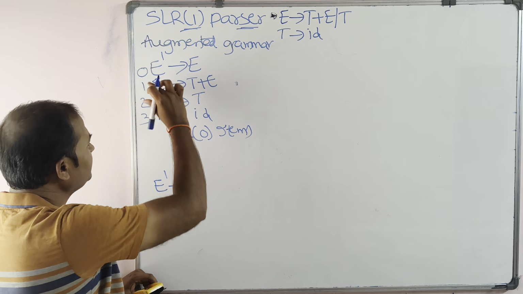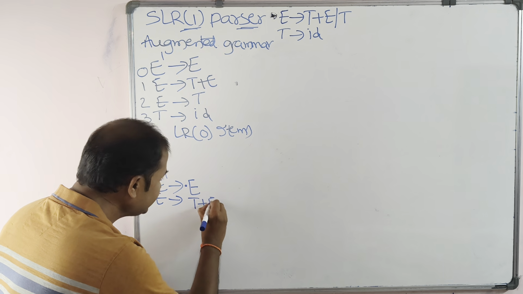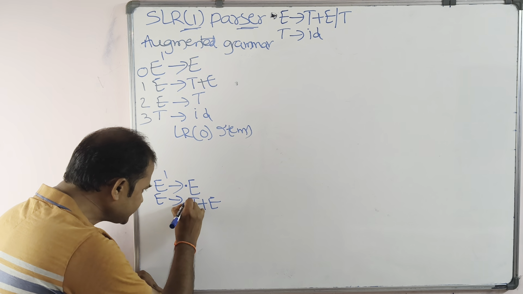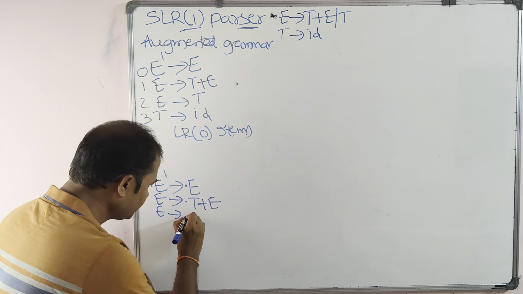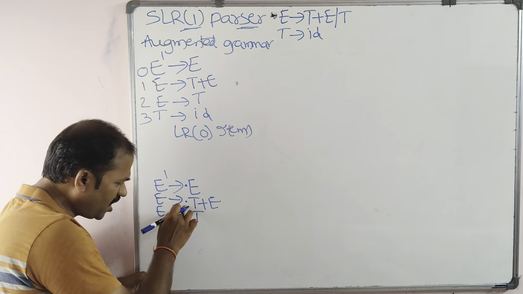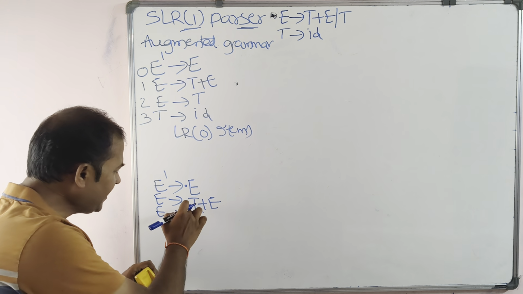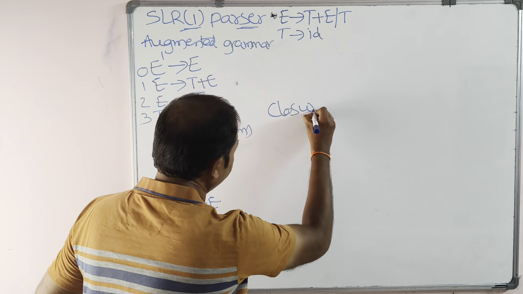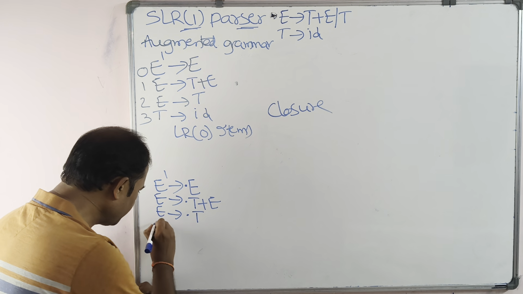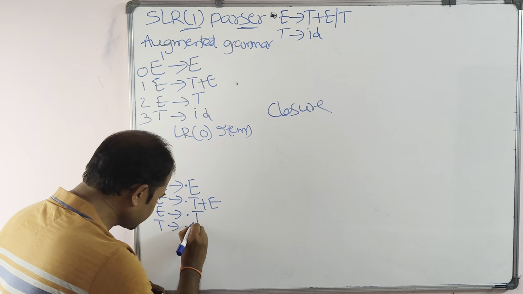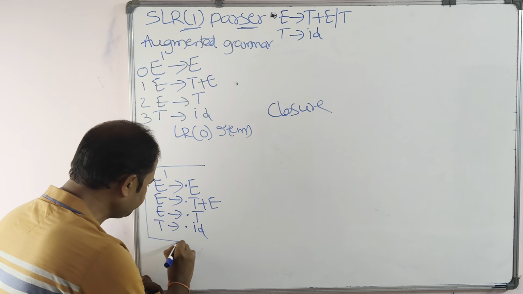Closure of E means write all the productions of E. So what are the productions of E? We have two productions. E produces T plus E. This is an item, so insert the dot at the right hand side. Next, E produces T, use the dot symbol. After the dot we have a non-terminal called T, so find the closure of T. Simply write the T productions. T produces dot ID. So assume that this state is I naught.